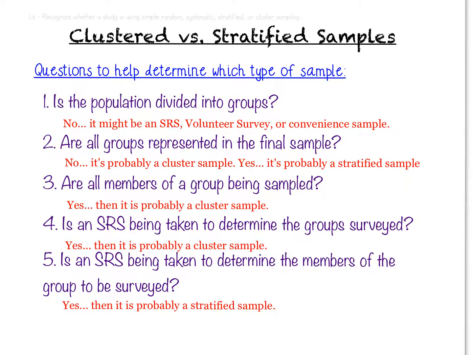Is an SRS being taken to determine the groups that are surveyed? So if the simple random sample is being used to pick the group, that's a cluster, versus the SRS choosing the members of the group to be surveyed. So who from each group is being surveyed, then that's a stratified sample. So hopefully this helps you kind of process through some questions you can ask yourself as you're reading the context, looking for those keywords or key phrases that will help you determine which type of sampling it is.